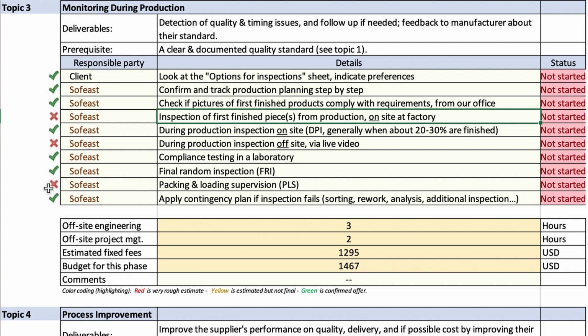In this case, if you see an X here, it means it's considered not needed. And contingency plan also in case something fails. All right, making sure that the factory will have some clear guidelines on what to do. Right? And obviously that they will shoulder the cost of additional inspections.